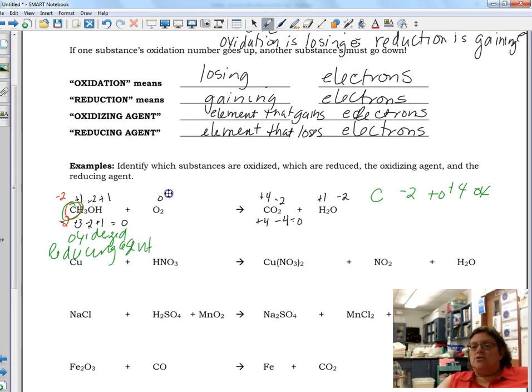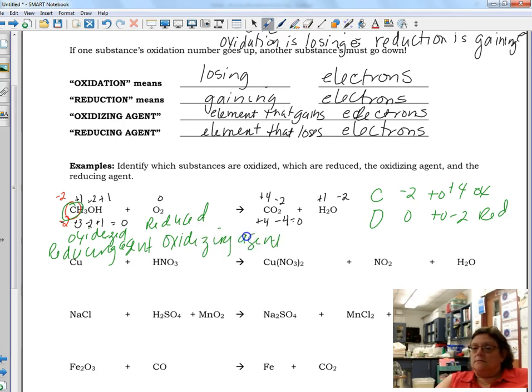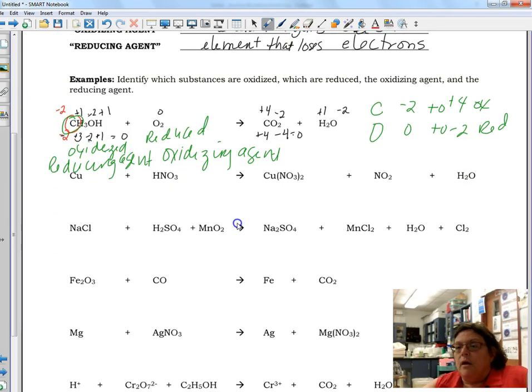Now, oxygen's charge went down. So oxygen is what's being reduced. So he was reduced, which means oxygen is the oxidizing agent. All right, let's try another one.